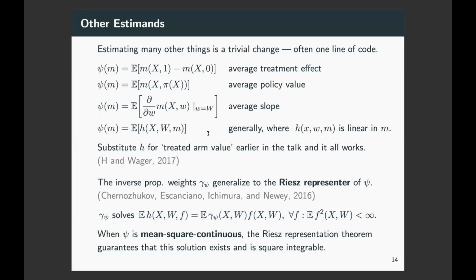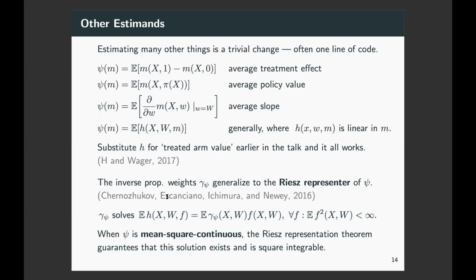And so this isn't just a drop-in change code-wise. If you were to substitute H for what I was calling treated arm value earlier in the talk, basically it all goes through, we have the same theoretical results and everything. And in this more general setting, the inverse propensity weights generalize to the Riesz representer of our estimand.